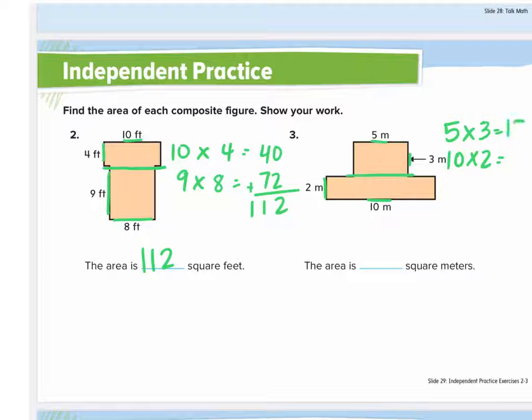5 times 3 is 15 and 10 times 2 is 20. So 15 plus 20 is 35. The area is 35 square meters.